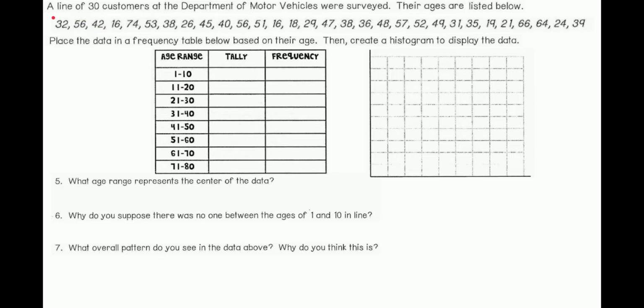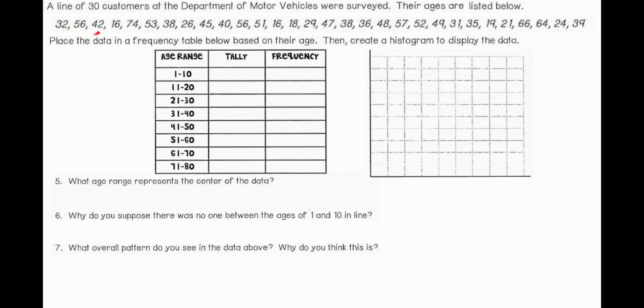So let's do an example. A line of 30 customers at the Department of Motor Vehicles, that's the DMV, were surveyed. Their ages are listed below. The Department of Motor Vehicles, if you didn't know, is where you would go to take your driver's license test and to renew your driver's license. So it's a very busy place. The ages of these people in line are listed below.